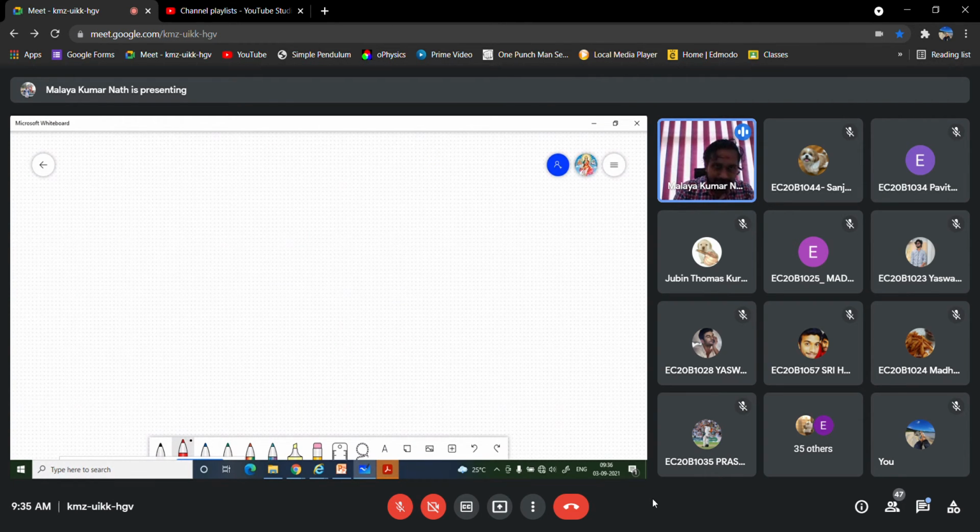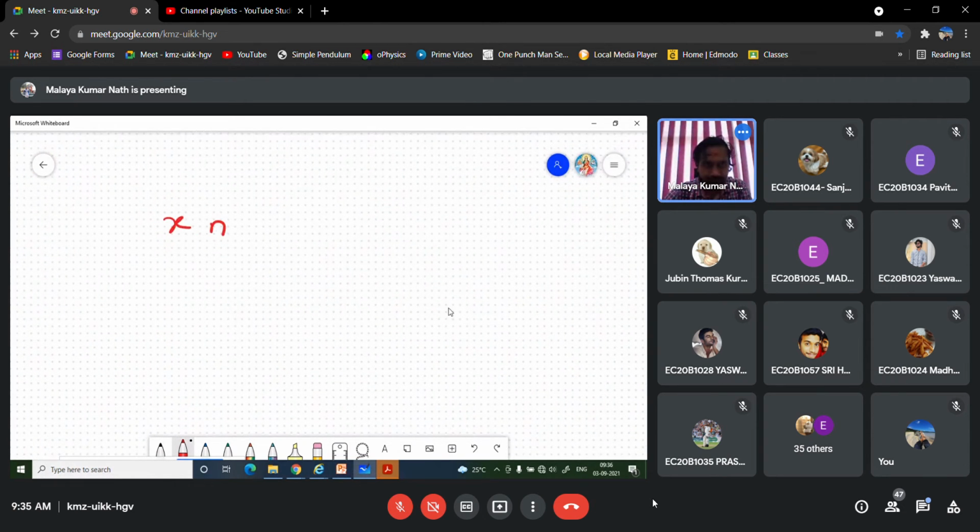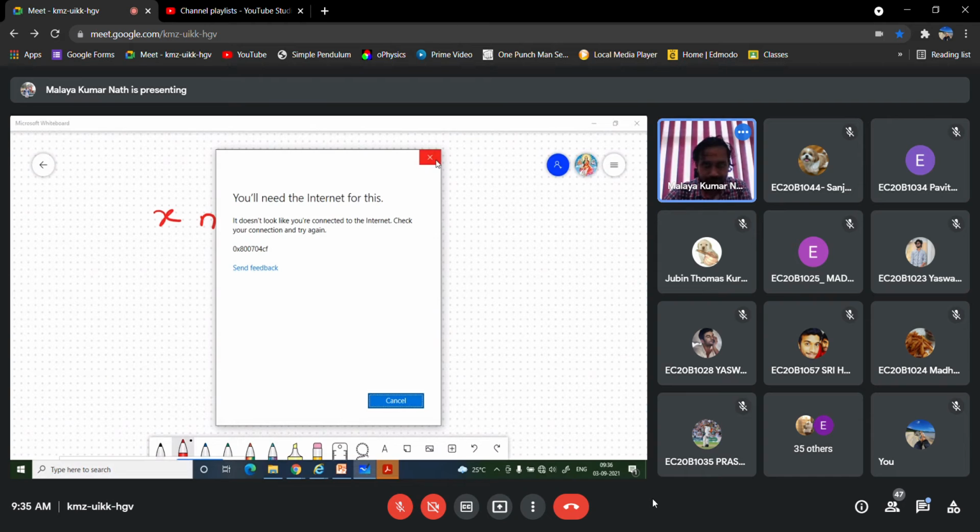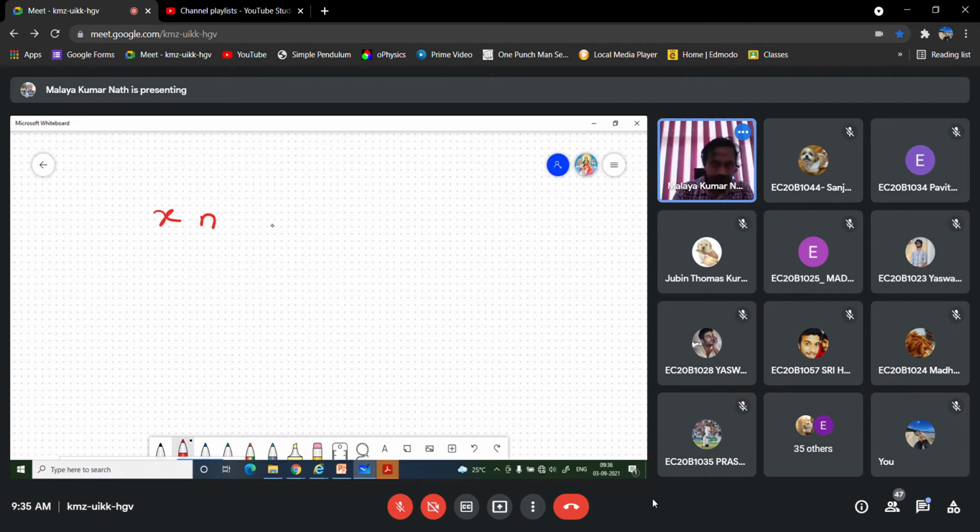In this case, x of n is equal to alpha to the power n u of n. Try to understand it very carefully. And h of n is given as u of n. Before determining this convolution output, we should know what the signal alpha to the power n u of n looks like. What is the value of alpha?